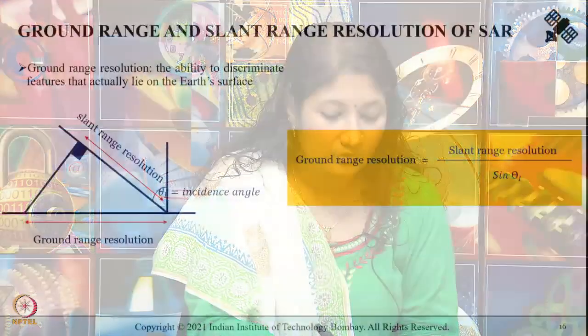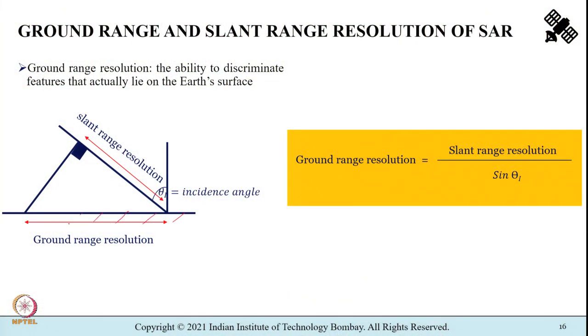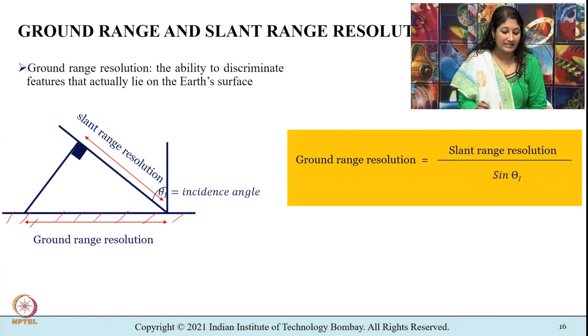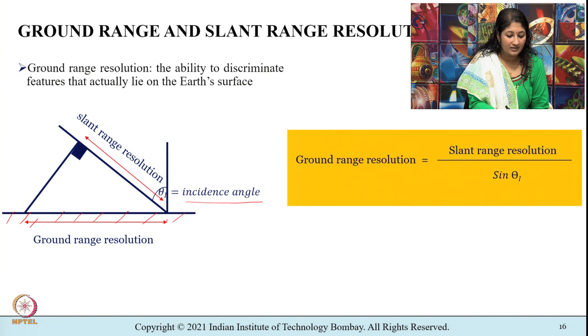So, with this background, let us try to understand two terminologies. One is known as ground range resolution and the other is known as slant range resolution. A schematic is shown here where, assume the shaded region represents the ground surface. Theta I is marked, we are already aware of what an incidence angle is, and shown here are ground range resolution as well as slant range resolution.